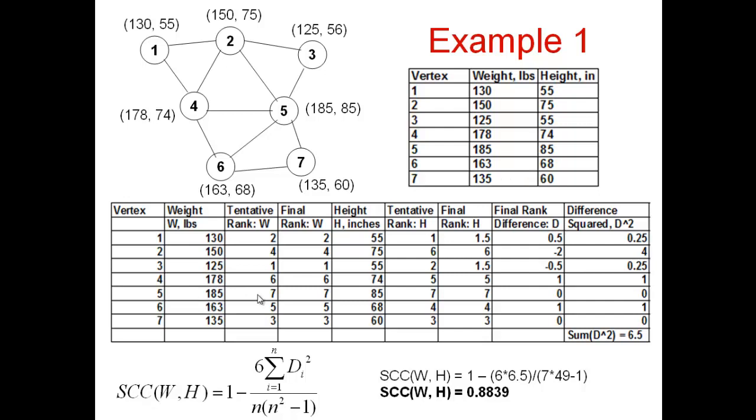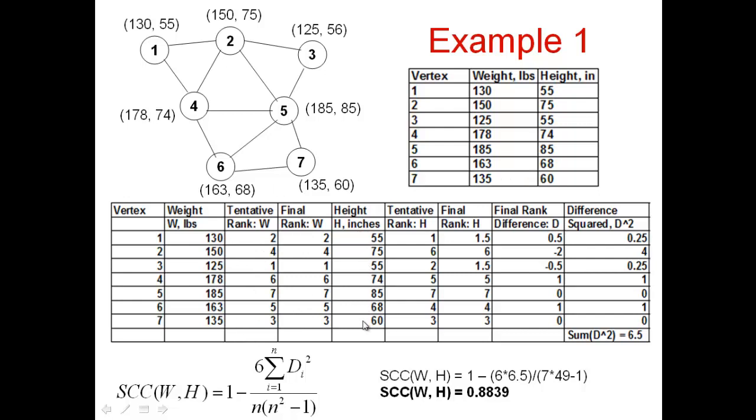Now in the case of weight, we did not observe any tie in the sense of two or more vertices having the same weight. So every vertex had a unique weight, so there was no tie. So in that case, the final rank will be the same as the tentative rank. So we'll just copy the rank values for the tentative rank also for the final rank.